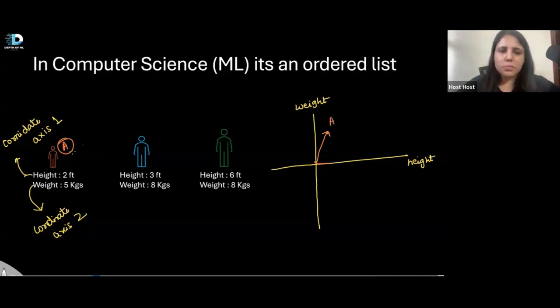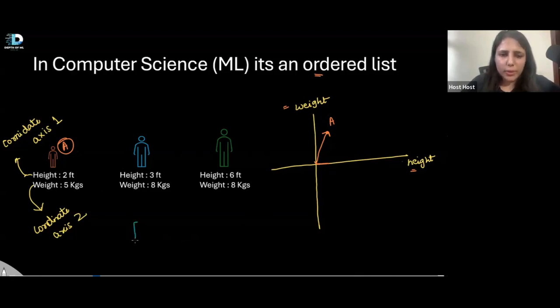I'm representing this person A in a vector form on a 2D plane where each coordinate is denoting some feature. That's what we call a feature or some property of that particular person. And this can be anything. Here, for example, I'm taking a person and its attributes as height and weight. It can be anything.